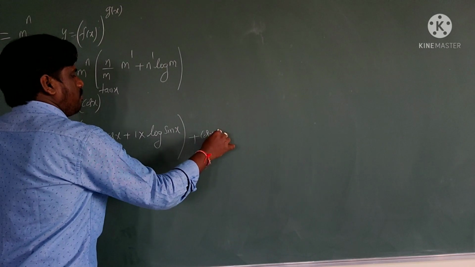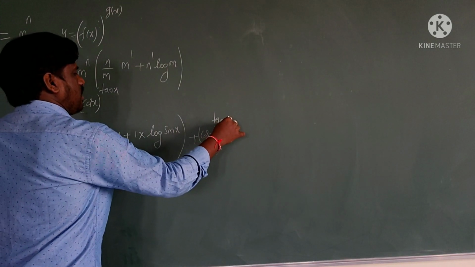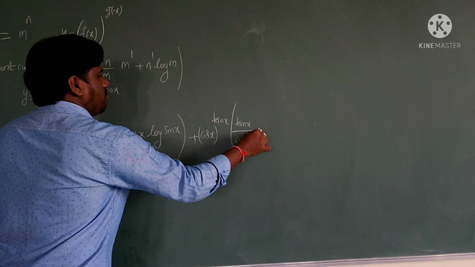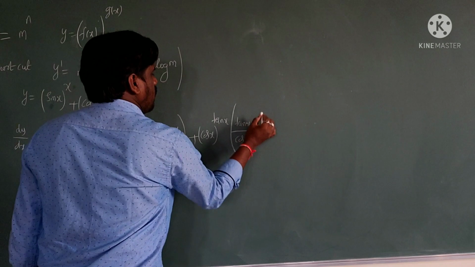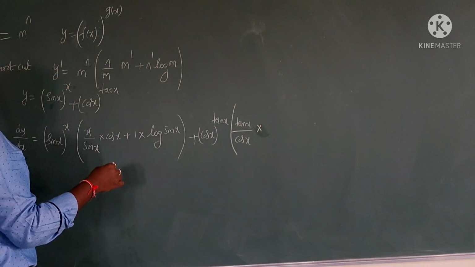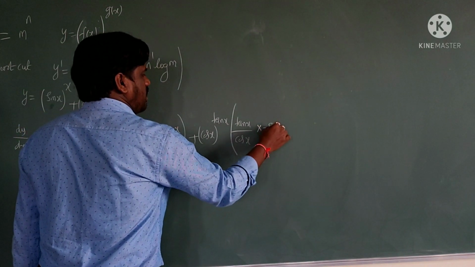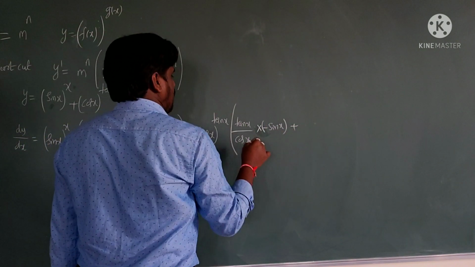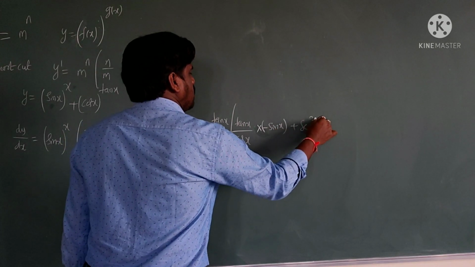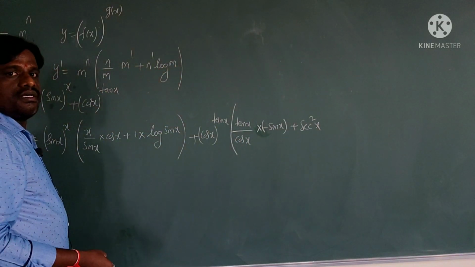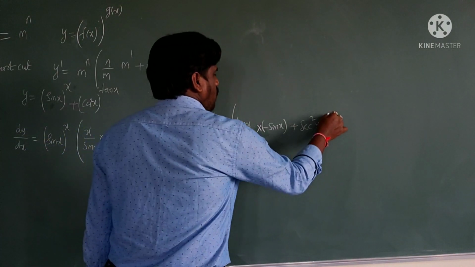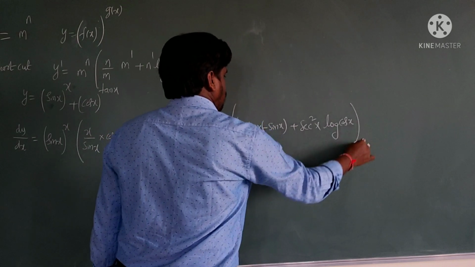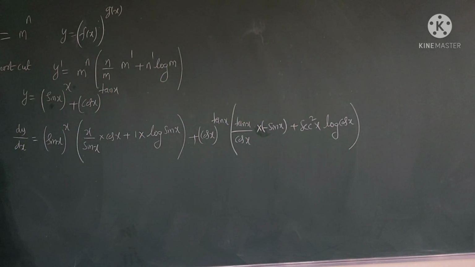Plus, if I want to do for this also, cos x power tan x, what I write here? Cos x power tan x, I can write tan x by cos x, into m dash. M dash means what? Cos x differentiation. What I get here? Minus sin x, plus n dash means tan x differentiation, secant square x, into log m. M means what? Cos x. This is done. Okay, this is the way to do it.